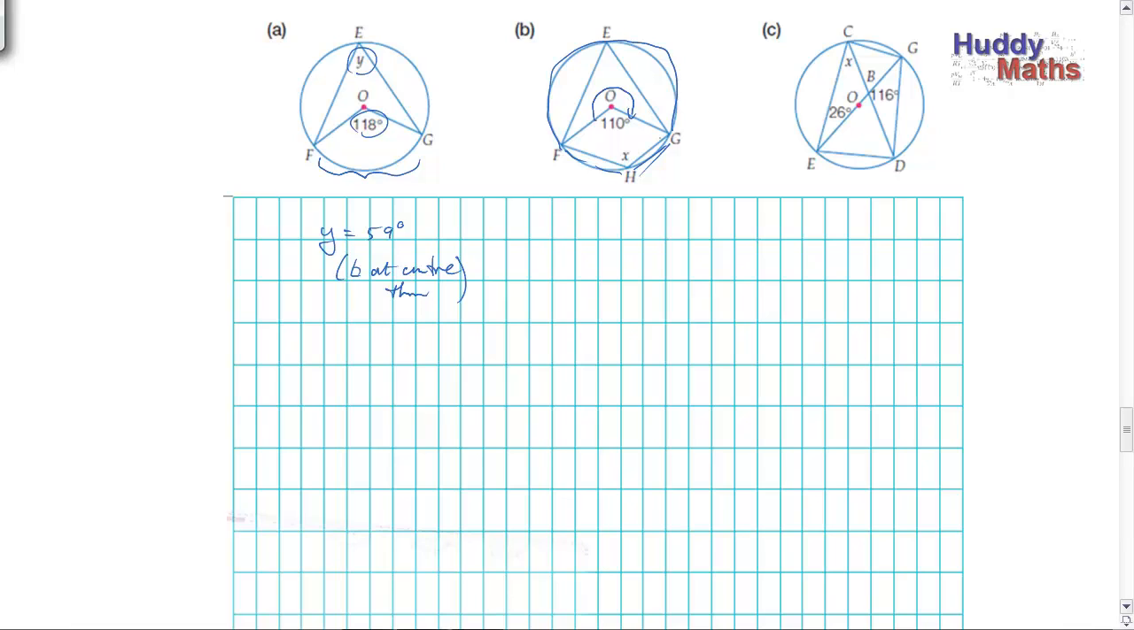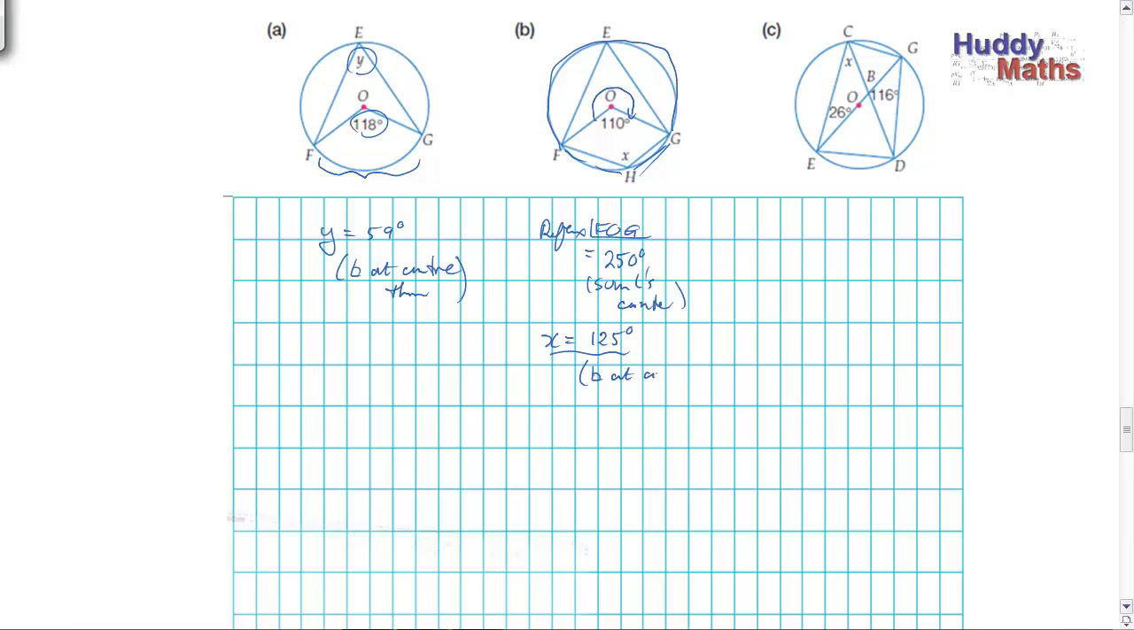So let's work out that reflex angle there for a start. So the reflex angle is, we could put what? Reflex angle FOG is 360 minus this, which is 250 degrees. Angles at the centre, if you like, and then x is half of that, which is 125 degrees.